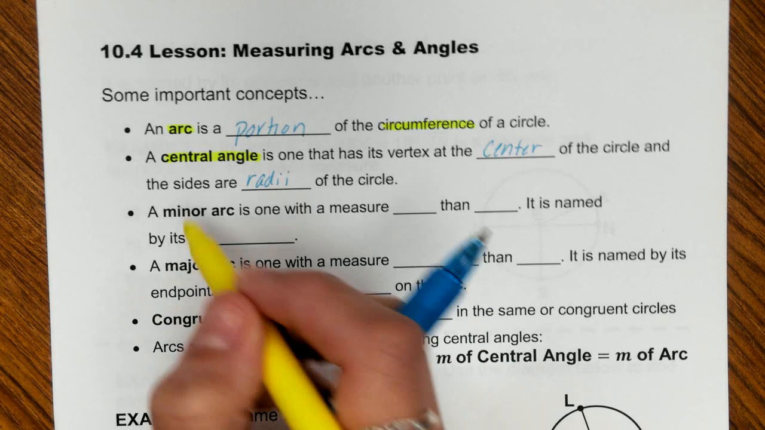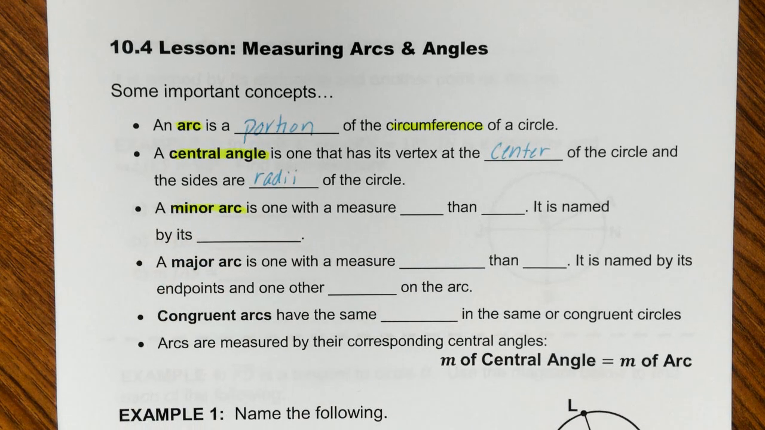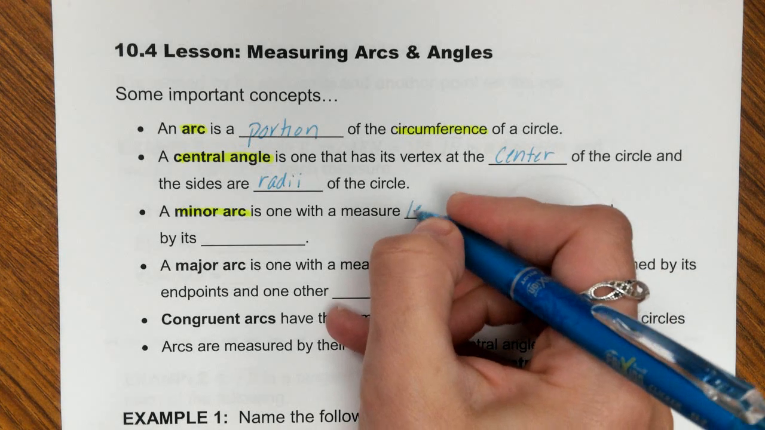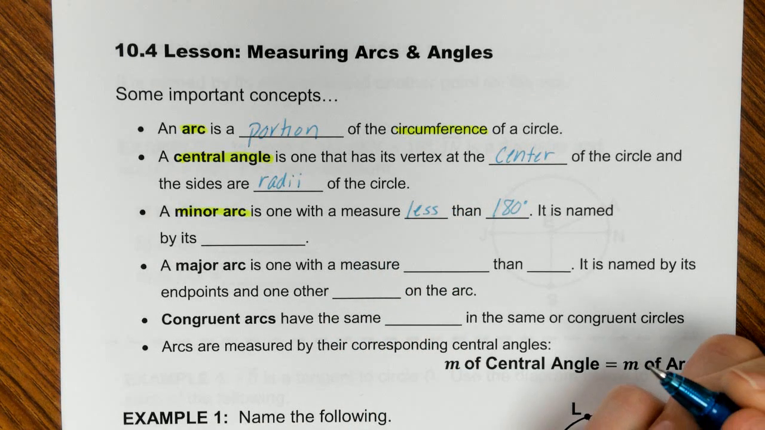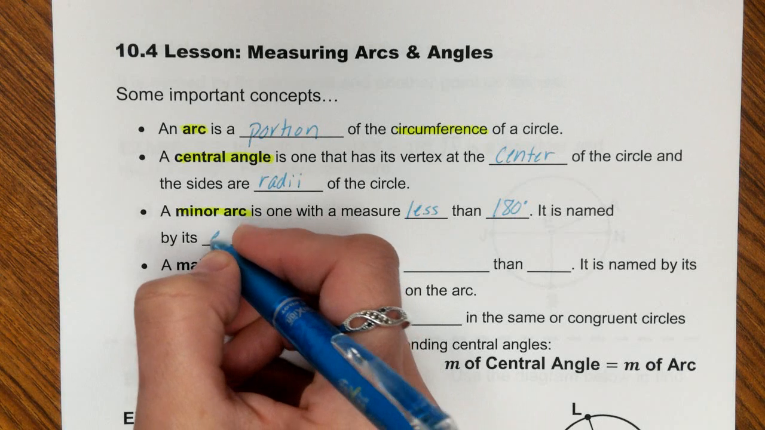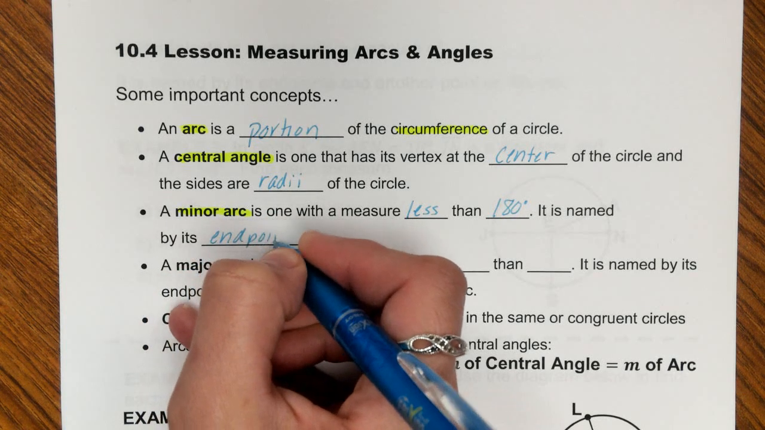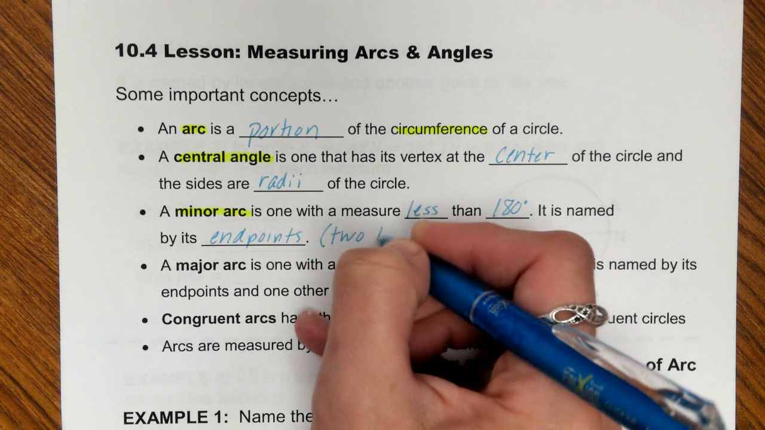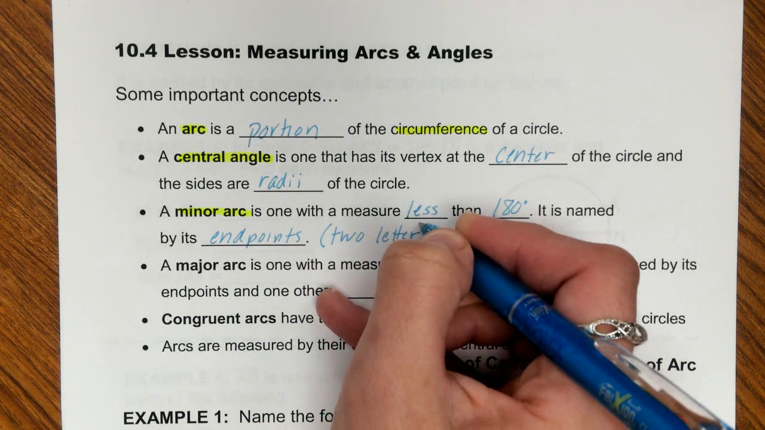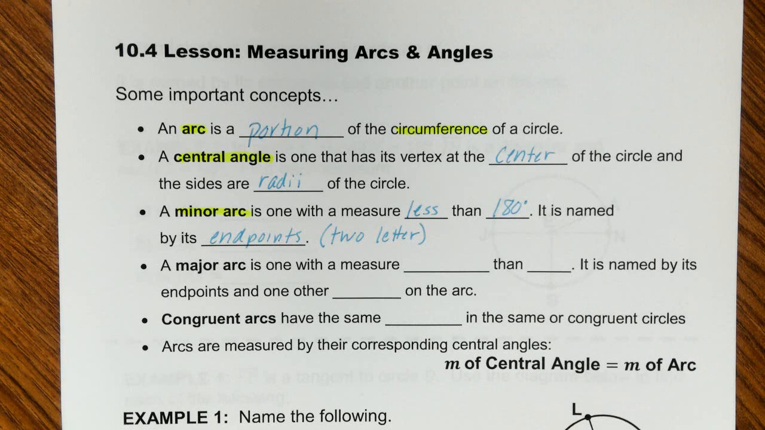Next, you have what's called a minor arc. A minor arc is going to be an arc that we talked about in the first bullet point, but its measure is going to be less than 180 degrees, and it is named by its endpoints. One thing I want you to note on here is it is named with only 2 letters. So when you see an arc named with 2 letters, you know it's going to be less than 180 degrees. It'll be a minor arc.